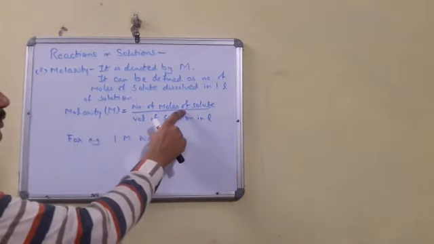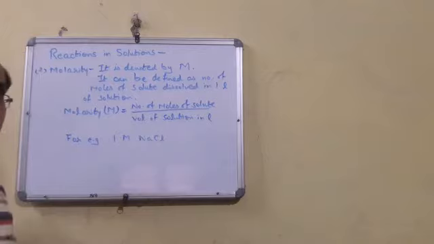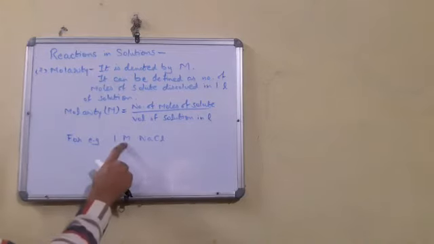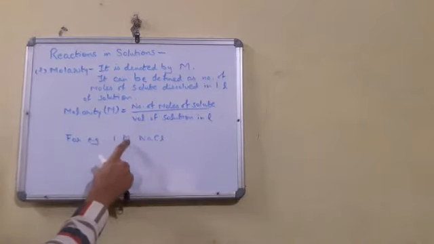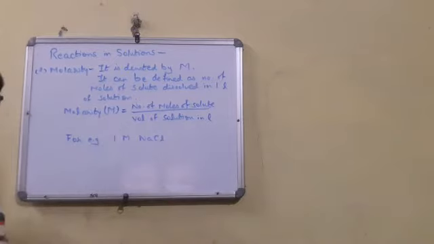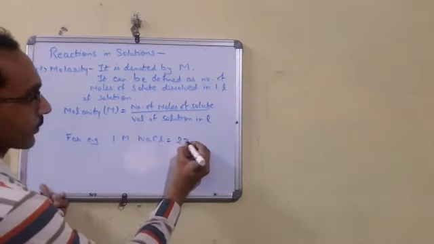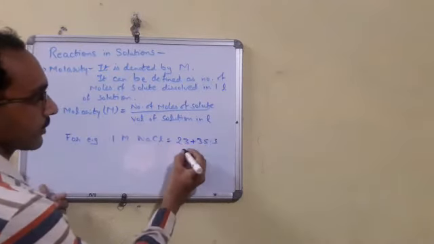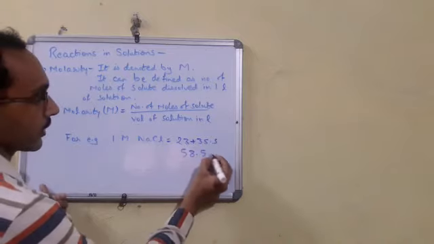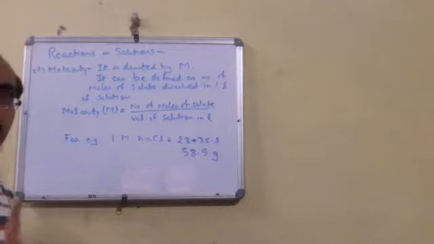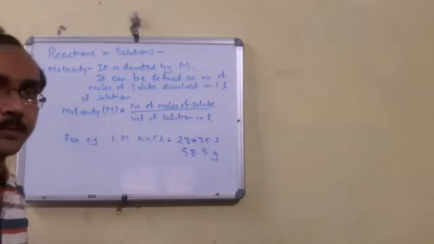Number of moles of solute dissolved in 1 liter of solution. It is denoted by capital M. For example, if I am writing 1 M NaCl, that means M denotes molarity. That means 1 mole of NaCl is dissolved in water such that the solution becomes 1 liter. Understood? 1 M NaCl means, sodium is 23 and chlorine is 35.5, that means 58.5 gram of NaCl is dissolved in water such that the solution becomes 1 liter. Understood? Molarity.